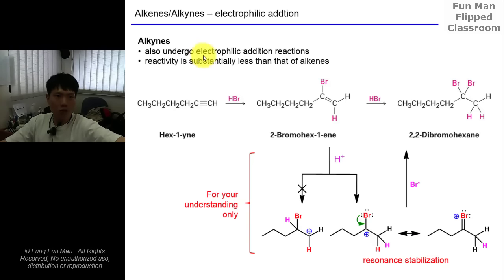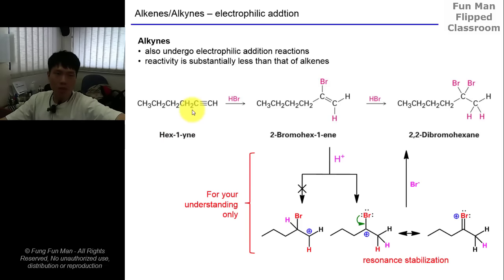Alkynes also undergo electrophilic addition reactions, but the reactivity is substantially less than that of alkenes. So let's take a look at hex-1-yne, a 6-carbon terminal alkyne, with HBr. First of all, the first pi bond opens up, HBr goes in from the opposite side. You get 2-bromohex-1-ene, and on further addition of HBr, it goes in one more time, you get 2,2-dibromohexane. So this again follows what we talked about just now.